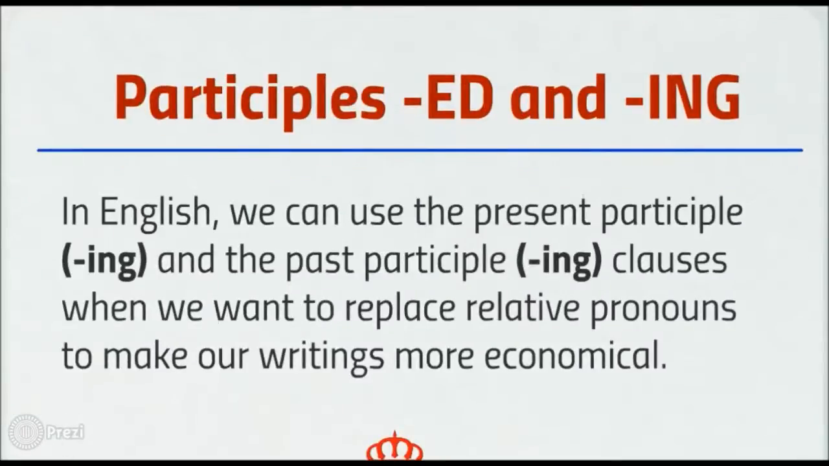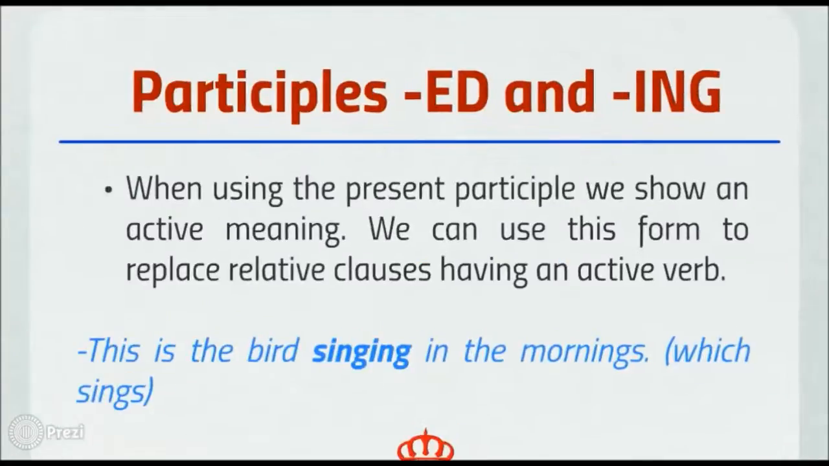In English, we can use the present participle -ing and the past participle -ed clauses when we want to replace relative pronouns to make our writing more economical. When using the present participle we show an active meaning. We can use this form to replace relative clauses having an active verb. For example, this is the bird singing in the mornings, which sings.